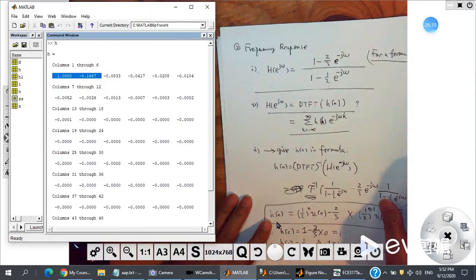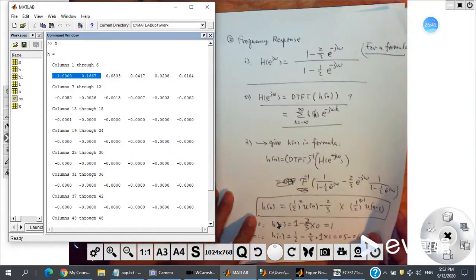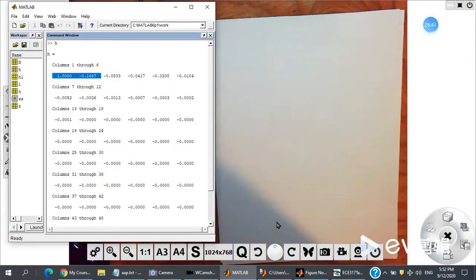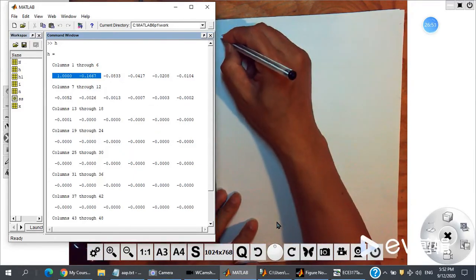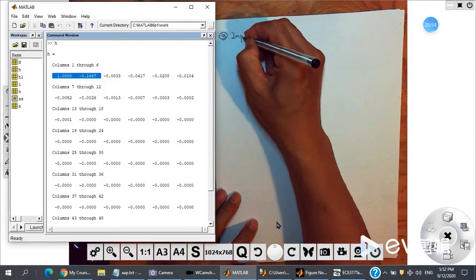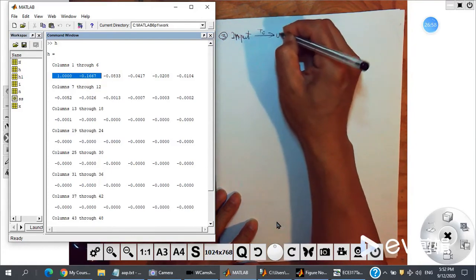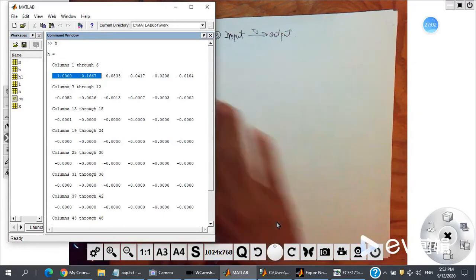Okay. This is the frequency response. Now we consider the input and output. Input to output.